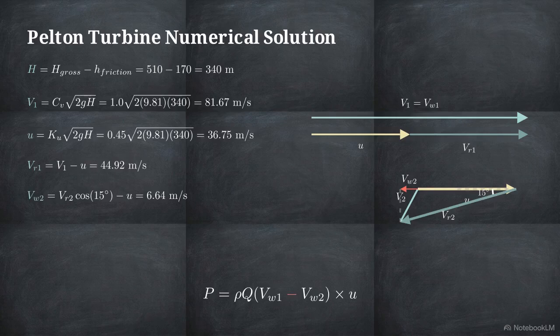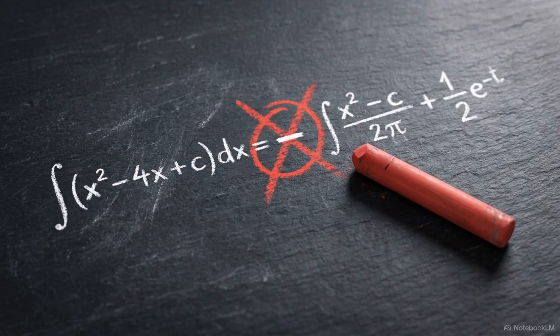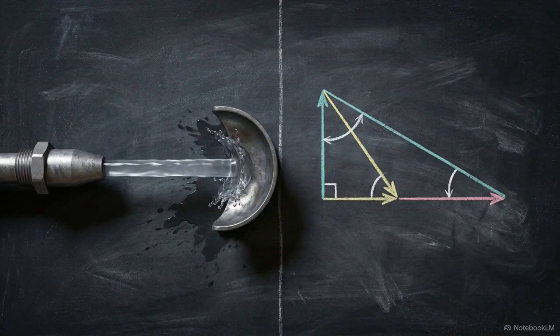The source material sometimes displays a minus sign here. But because our beta angle is less than 90 degrees, vw2 points in the opposing direction. We must calculate the force using vw1 plus vw2, yielding a final power of 7,139.8 kilowatts. When you can spot and correct a typographical error in a textbook regarding a sign convention, you have effectively moved from memorizing formulas to understanding the physics of the machine.